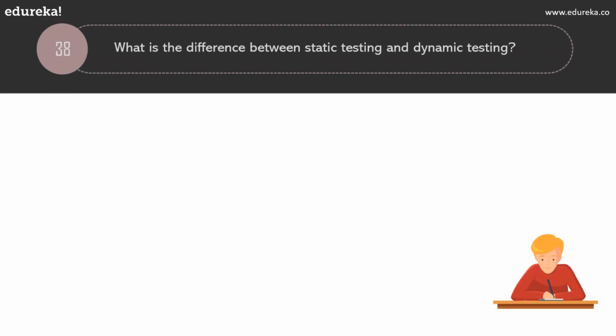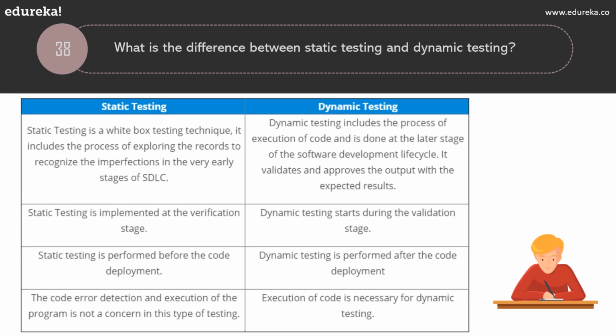We have another difference based question, which is the difference between static testing and dynamic testing. So static testing is a white box testing technique. It includes the process of exploring the records or documents to recognize the imperfections in early stages of the software development lifecycle. The key point is static testing is performed in the early stages of the development lifecycle to recognize imperfections.